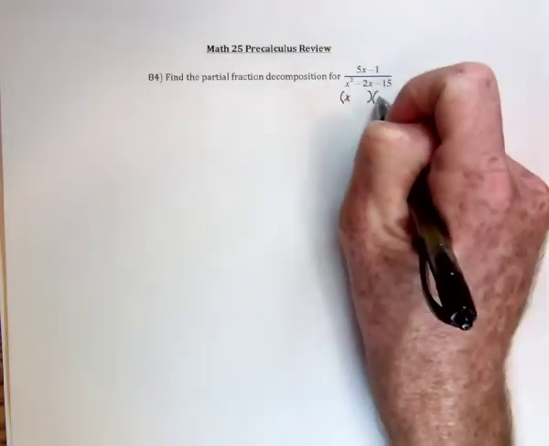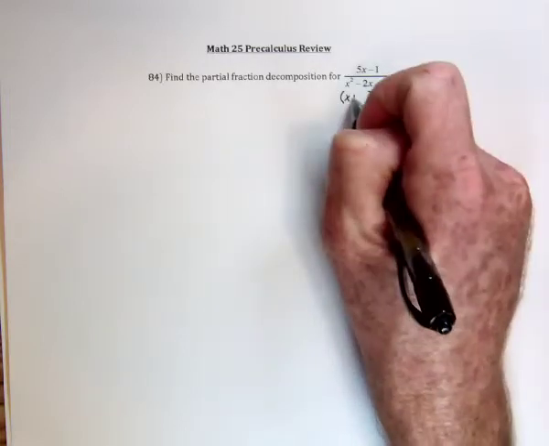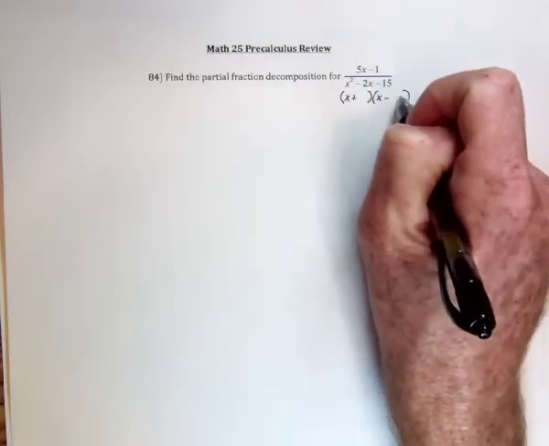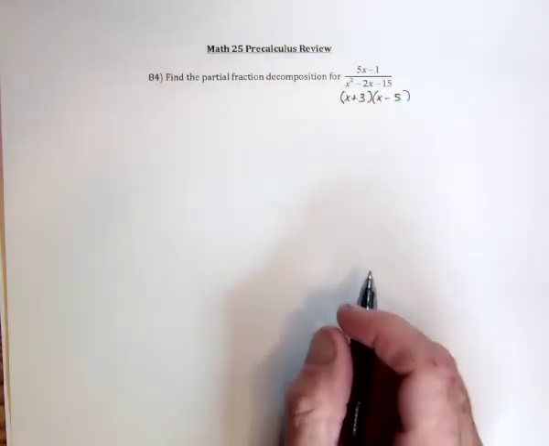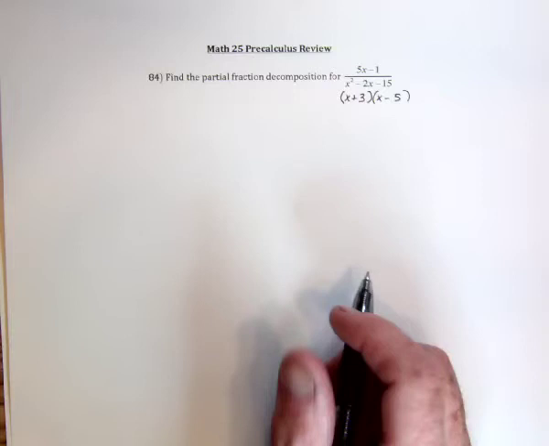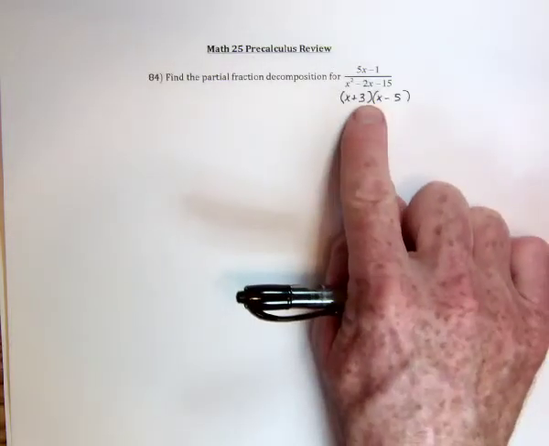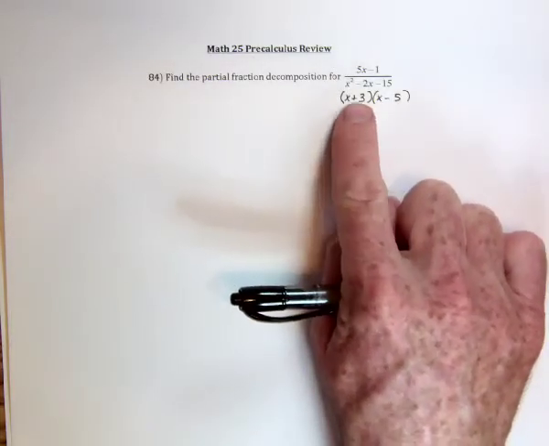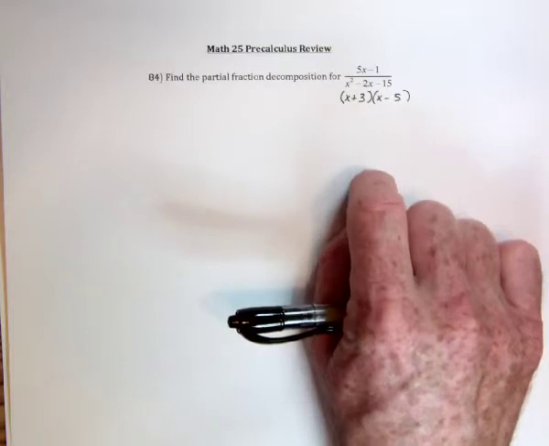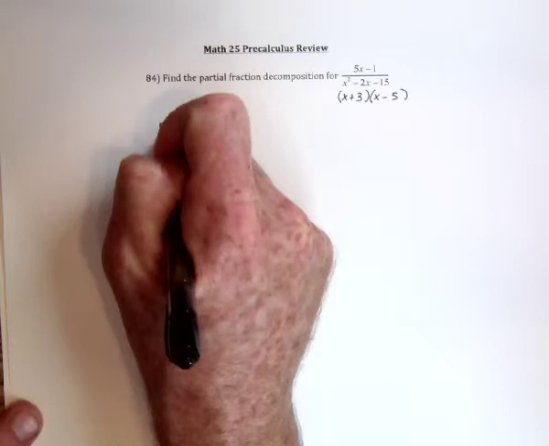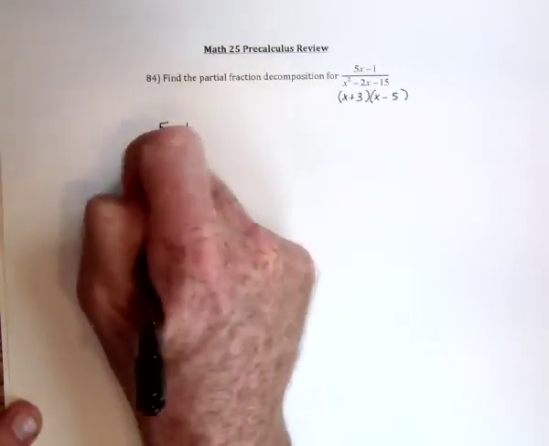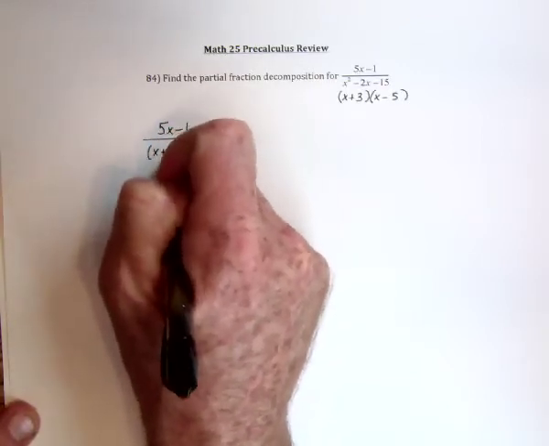So let's see, we've got x and x, we've got a positive and a negative. How about a 5 and a 3? So if you multiply that out, the middle term would be a positive 3x and a negative 5x, which is negative 2x. Okay, so it seems to have worked. So now what you do is take this (5x minus 1) over (x plus 3)(x minus 5).